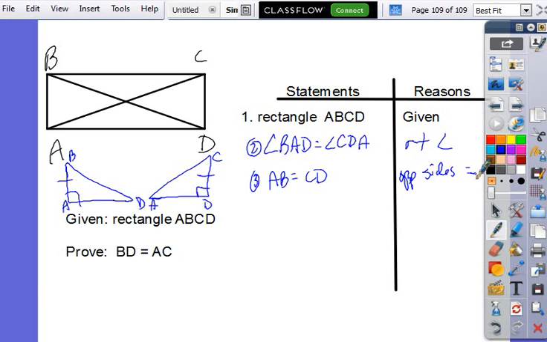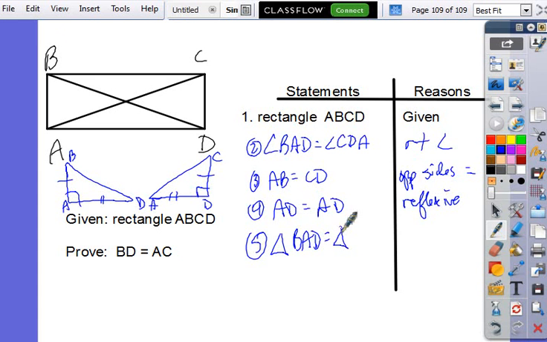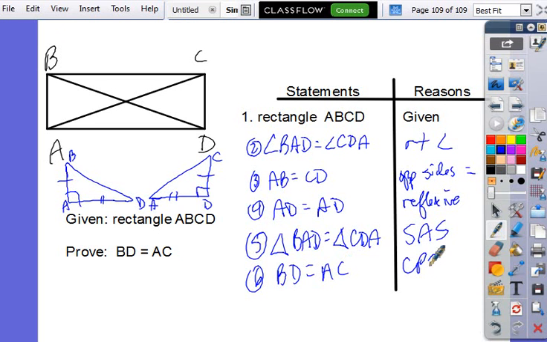What else can I say? AD is equal to AD because it's the same side. It reflects itself. Then it'll be side angle side. So then I can say triangle BAD is equal to triangle CDA because of side angle side, which means BD has to equal AC because of CPCTC.